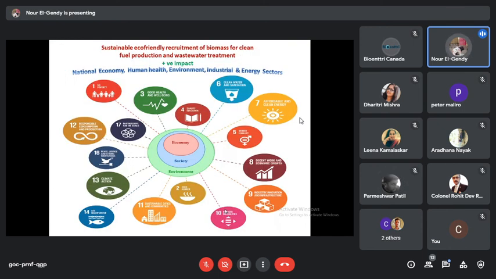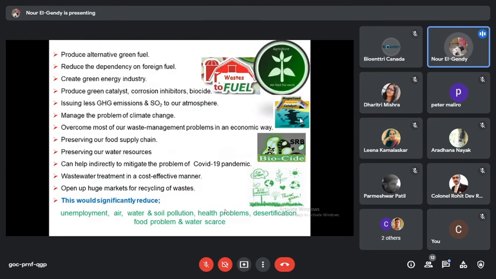Sustainable eco-friendly recruitment of biomass for clean fuel production and wastewater treatment has a positive impact on national economy, human health, environment, industrial and energy sector, achieving the 17 goals of sustainability, achieving the concept of circular economy and the three pillars of sustainability: economy, society and the environment. Briefly, produce alternative green fuel, reduce the dependency on foreign fuel, create green energy industry, produce green catalyst, corrosion inhibitors, biocide, issuing less greenhouse gas emissions and SOXes and NOXes, manage the problem of climate change, overcome most of the waste management problem in an economic way, preserve our food supply chain, preserve our water resources, can help indirectly to mitigate the problem of COVID pandemic.